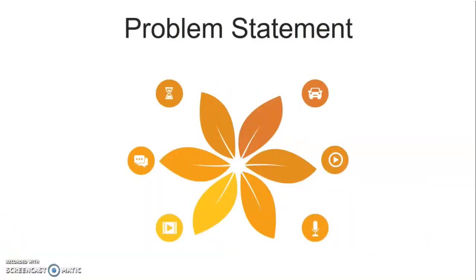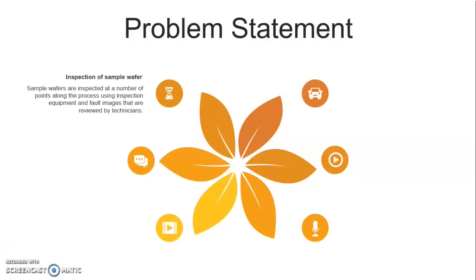The problem statement for this project is: first, inspection of sample wafer. Sample wafers are inspected at a number of points along the process using inspection equipment, and fault images are reviewed by technicians. Second, ability of semiconductor wafer in development. The reformulation of the semiconductor wafer issue is necessary for an imaginative approach.